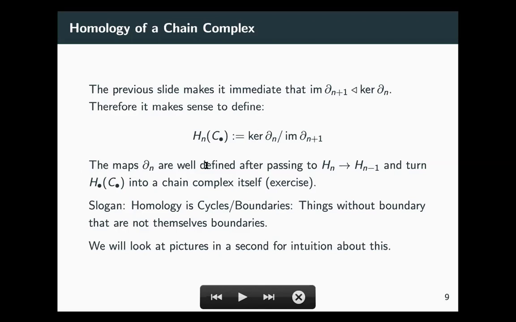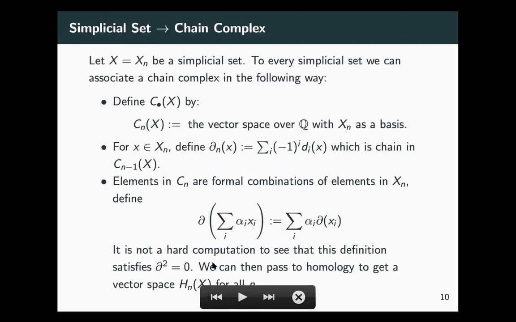You just have to take it on faith from me that the maps from the original chain complex also induce maps in homology itself. And this turns homology into a chain complex. You can do this on your own. It's not that hard, especially if you're familiar with all of this terminology. And here's the slogan again. We want things without boundary that are not themselves bounding anything. And we're going to look at some pictures after I do a little bit more computation.